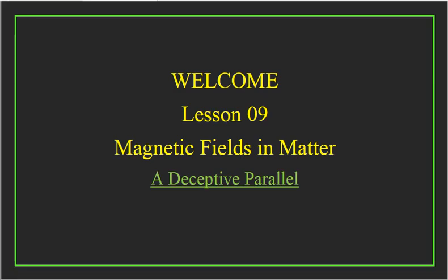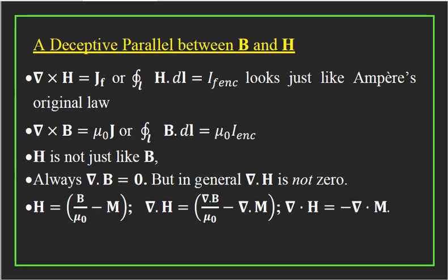Welcome to the ninth lesson in magnetic fields in matter. In this chapter we will discuss a very short topic on the parallel between two vectors in magnetostatics. A deceptive parallel means a misleading or confusing parallel between B and H.